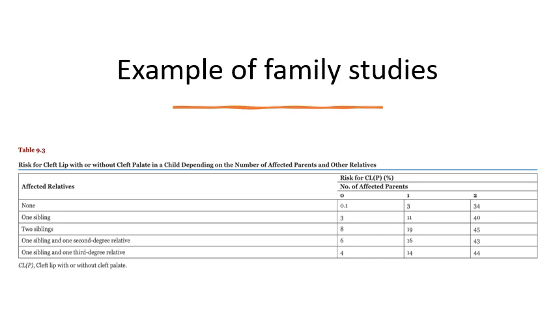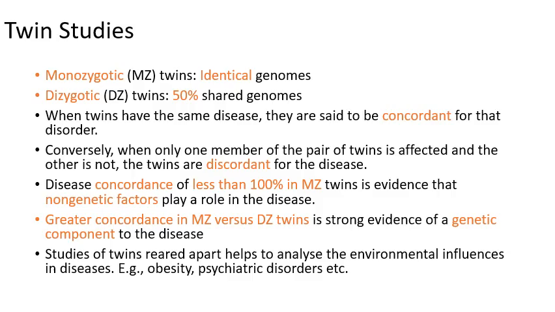We can say approximate figures based on these large family studies, understanding that there are still limitations in these types of studies. Another way is also twin studies. Monozygotic twins have identical genomes, and dizygotic twins share 50% of genomes.